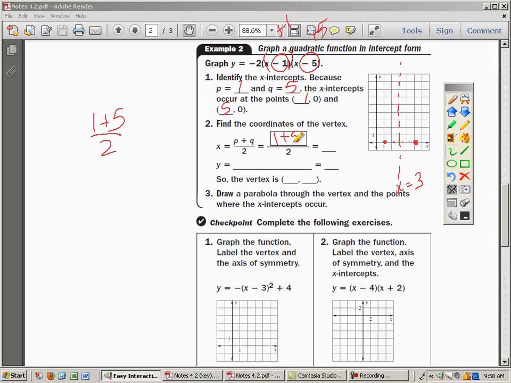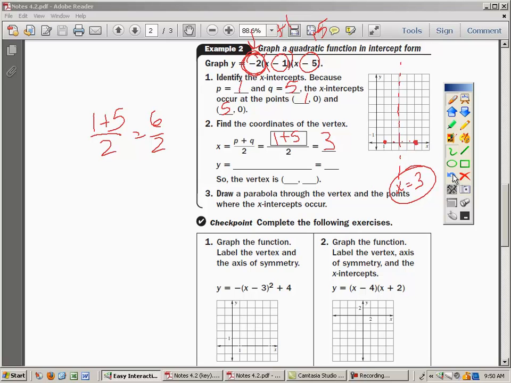And 1 plus 5 over 2 comes out to 6, and 6 over 2 is 3. So notice right here we get our axis of symmetry at x equals 3. Now, which way does this parabola open? Let's think about that. This negative right here tells me my parabola opens down. So that means my vertex is actually up in here somewhere, so that I get this kind of a shape, right? The question is how high do we put that vertex?